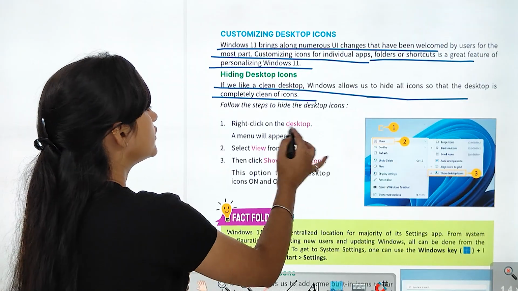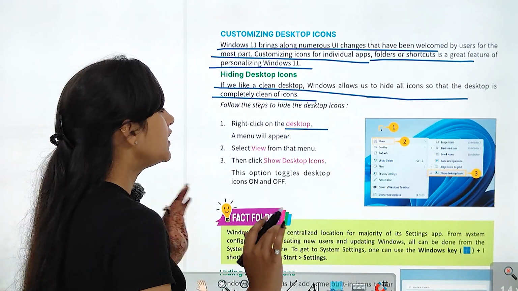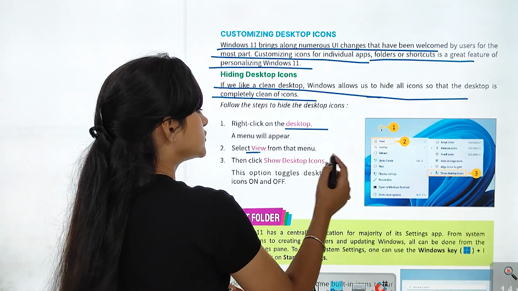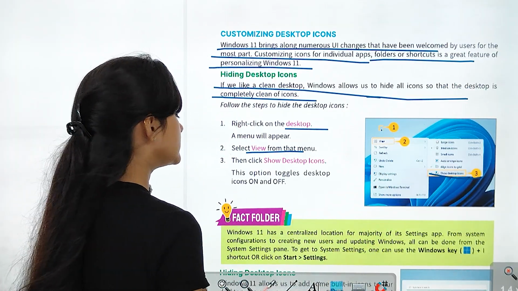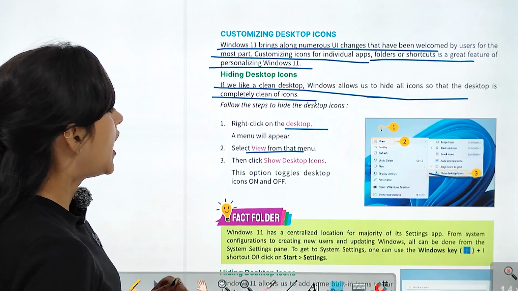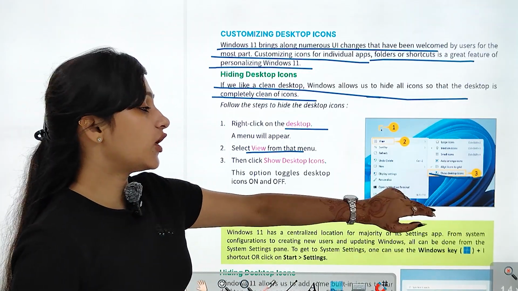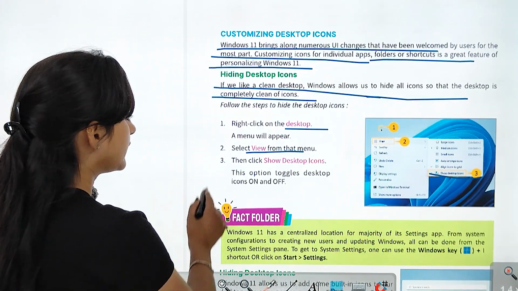Right click on the desktop. Desktop को right click करना है, कहीं भी, एक menu appear होगा आपके सामने. आपको select करना है view को, then आपको जाना है view में show desktop icons पे, the options toggle desktop icons on or off. इसको toggle करके click करोगे तो on या off हो जाएगा.